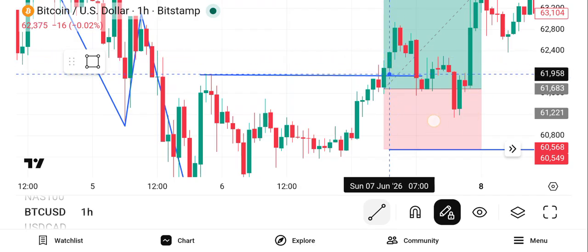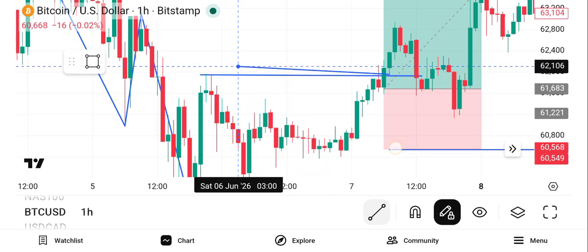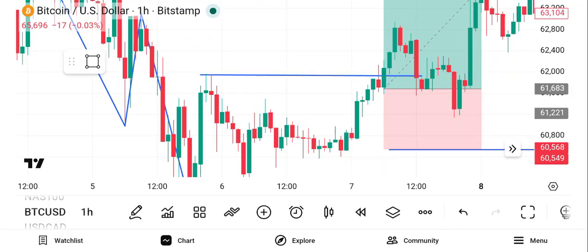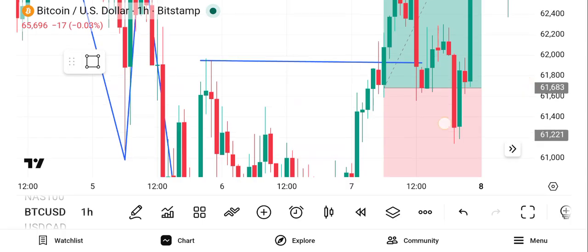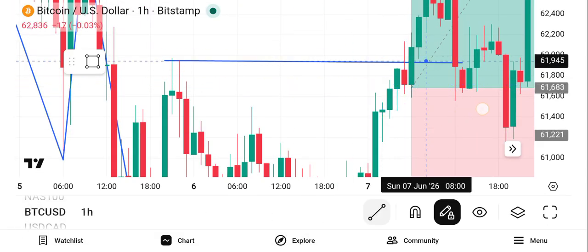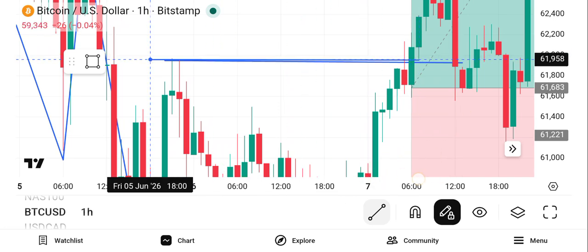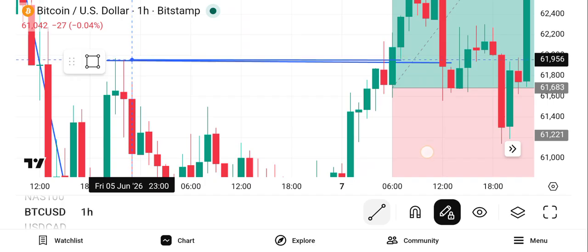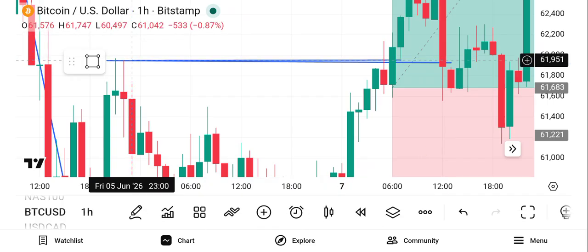All right, this is where the inducement pulls back and stops. So we mark this place as our inducement. It's almost at the exact point. So let me zoom it well. All right, so this is our inducement. So we will now mark our inducement.